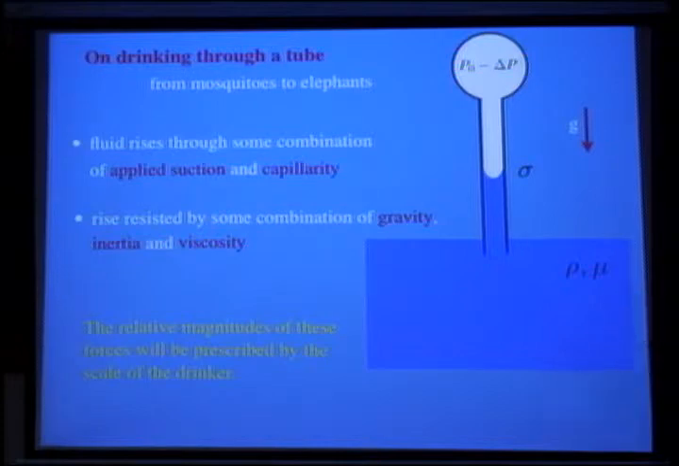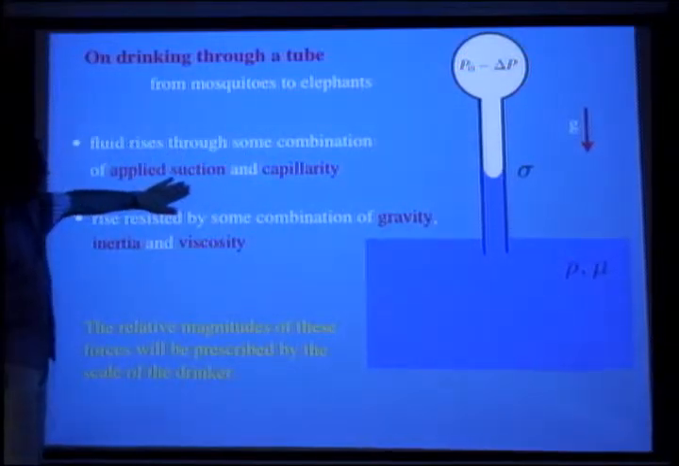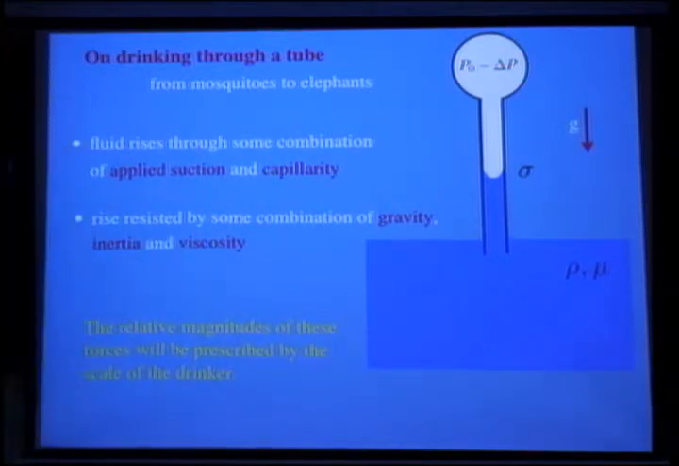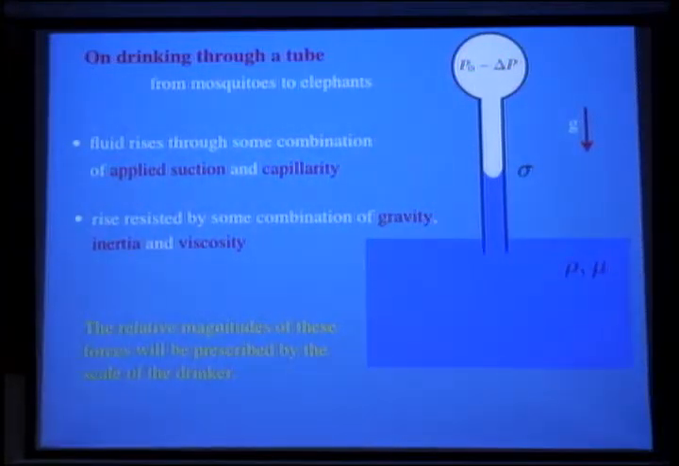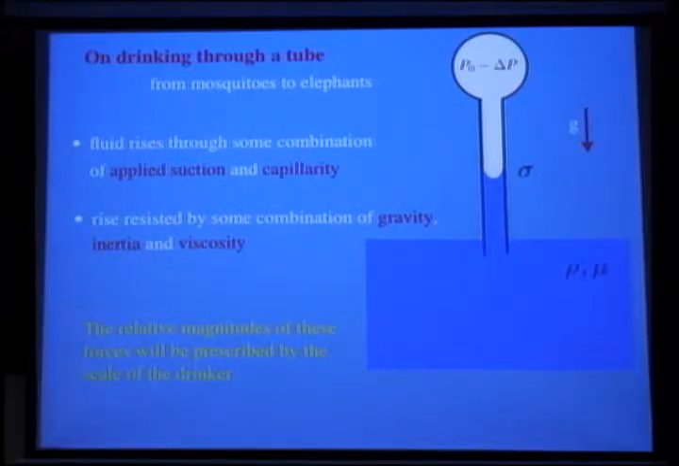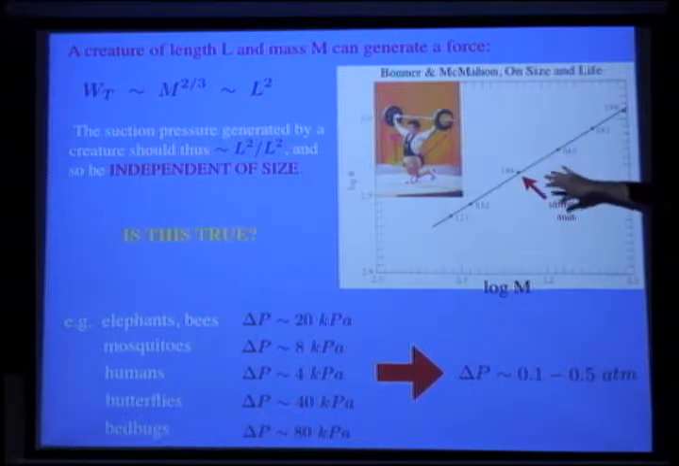More commonly, there are many creatures that drink through tubes. So mosquitoes, elephants. And the fluid rises through some combination of applied suction and capillarity. Okay, and again, it'll be resisted by some combination of gravity, inertia, and viscosity. So which of these forces is most important will depend on the scale of the creature. We did a complete treatment of capillary rise in tubes, so this will all be very familiar to you. We also did entrainment, which will be another story.